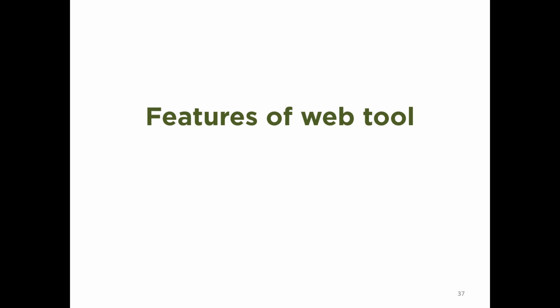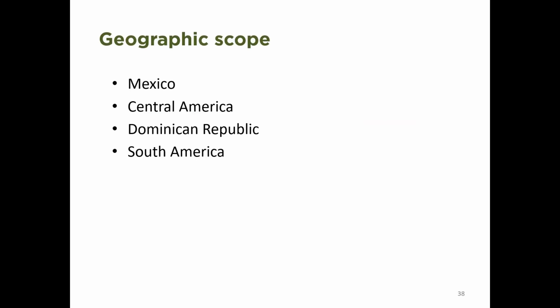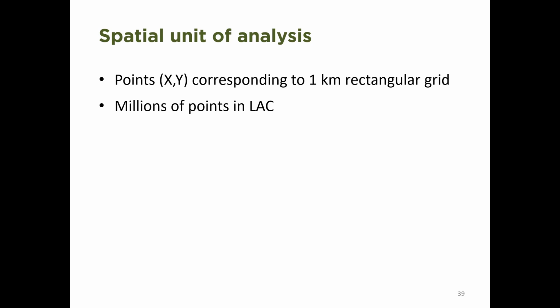Let me turn now to the features of the web tool, of the Forest Conservation Evaluation Tool. The geographic scope is the same as that for the Forest Conservation Targeting Tool. It's basically all of Latin America and the Dominican Republic, so Mexico, Central America, the Dominican Republic, and South America. The spatial unit of analysis that we use for this tool is a point. And a point is simply latitude and longitude coordinates that identify a location.